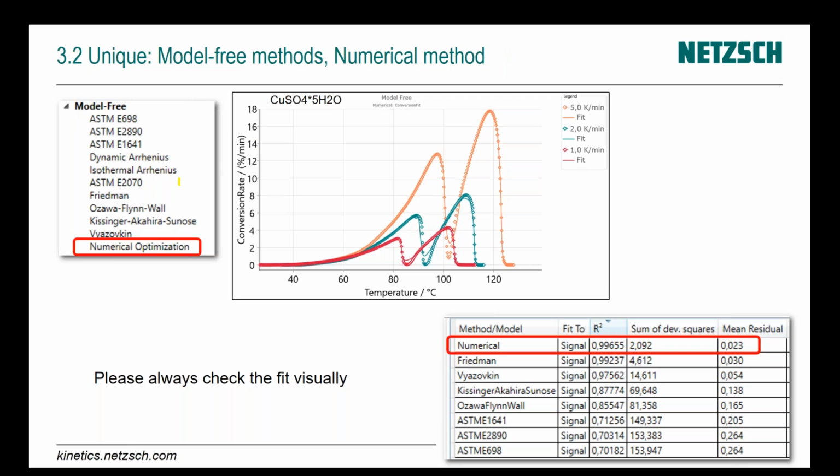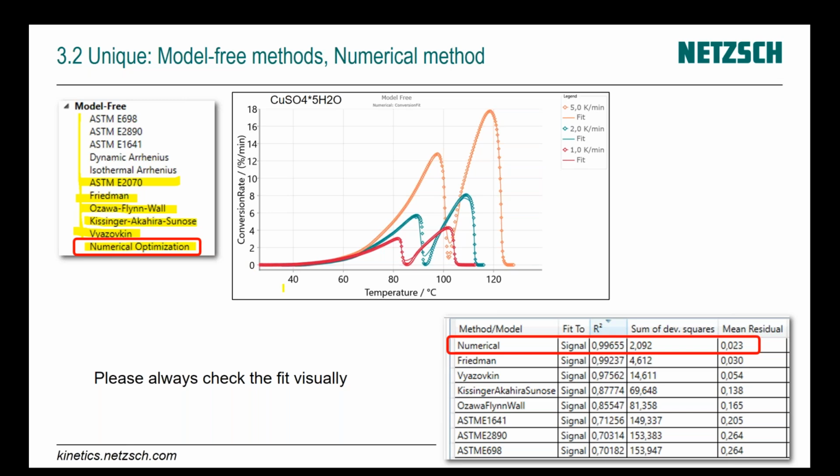Right now, our software contains a lot of model-free methods. The best known of them are the Ozawa method, Kissinger-Akahira-Sunose, Friedman, ASTM E698, and the Vyazovkin method, which is sometimes called model-free kinetics. They are common, well known, and inside our software. Additionally, we have numerical optimization.